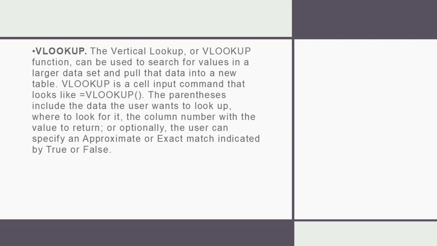VLOOKUP. The vertical lookup or VLOOKUP function can be used to search for values in a larger data set and pull that data into a new table. VLOOKUP is a cell input command that looks like VLOOKUP. The parentheses include the data the user wants to look up, where to look for it, and the column number with the value to return. Or optionally, the user can specify an approximate or exact match indicated by true or false.